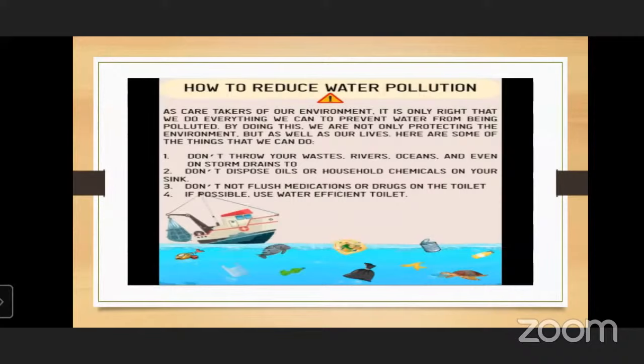Next, fourth: if possible, use a water efficient toilet. Yes, water efficient toilet. Nowadays while traveling on the road we are seeing that they have used water efficient toilets. So that is also one thing we can do: use water efficient toilets to reduce water pollution. Okay.